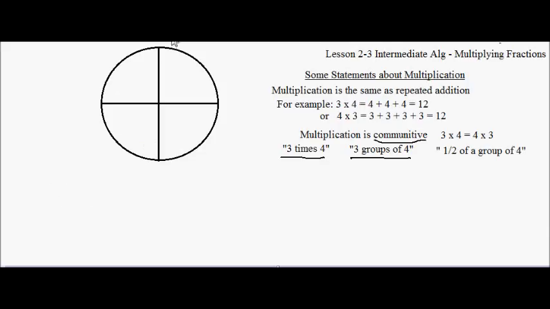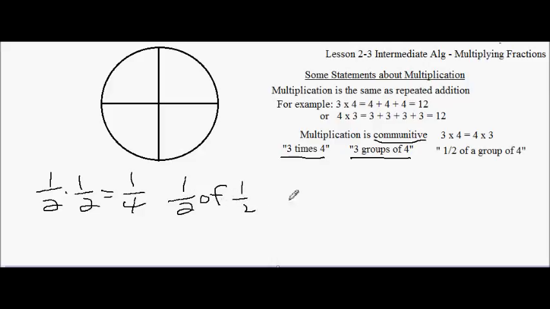Now we're going to go on to fractions. Remember, I started out with 1 half times 1 half. We do our method: 1 times 1 is 1, 2 times 2 is 4. And if you want to use words to see why 1 half times 1 half is 1 fourth, it's really 1 half of 1 half, or a half of a half.